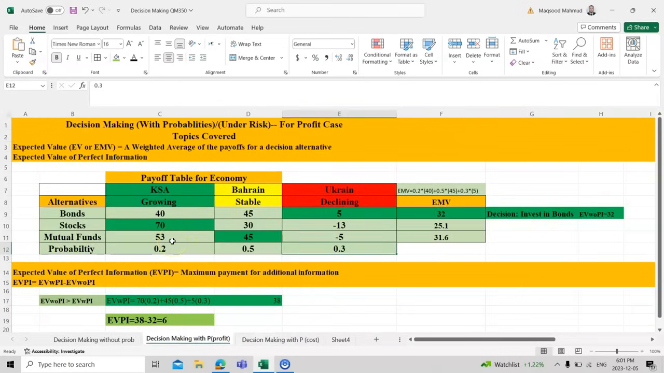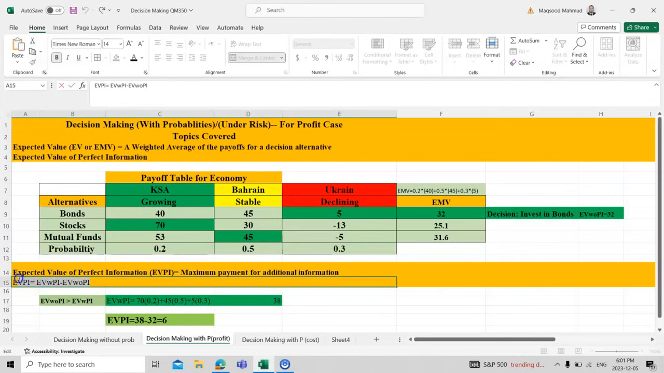In this case, we have to find two values. One is called expected value or expected monetary value, which is a weighted average of payoffs for the decision alternatives. Basically our purpose here is to find EVPI. So what is EVPI and what is its formula? The formula is very short. It is this one.